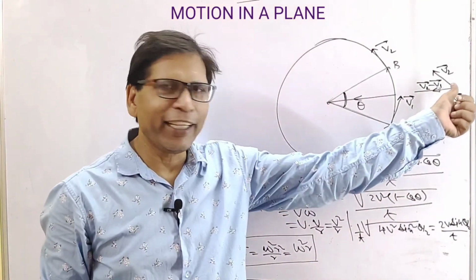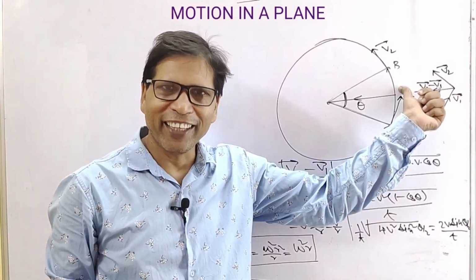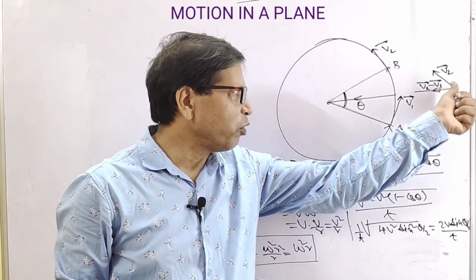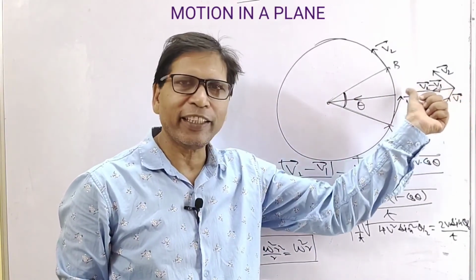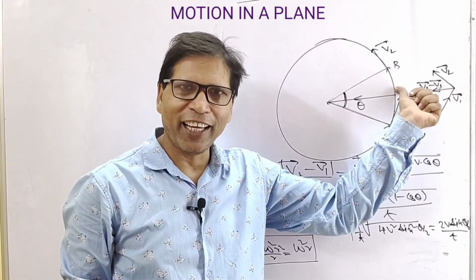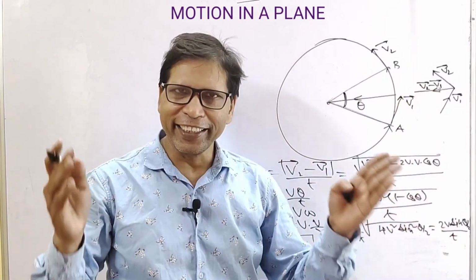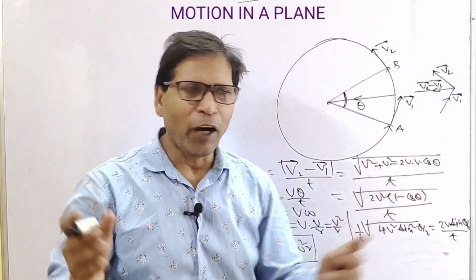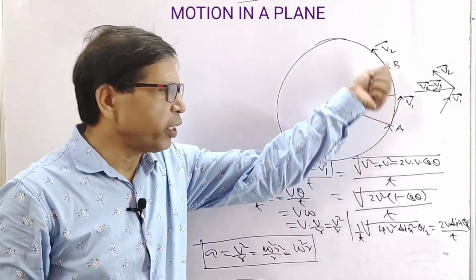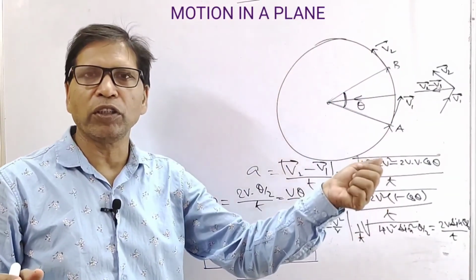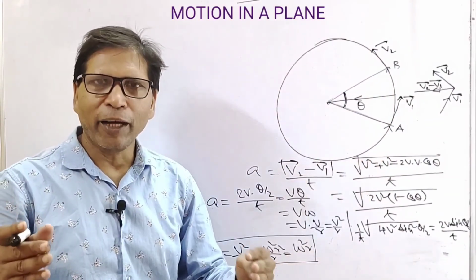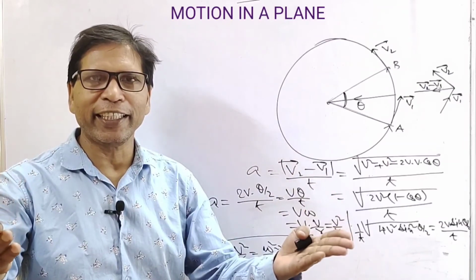This is the center of the circular path. Now this direction is towards the center of the circular path. So this acceleration is radial acceleration. Now if the particle rotates with non-uniform velocity, then the particle also has an acceleration.